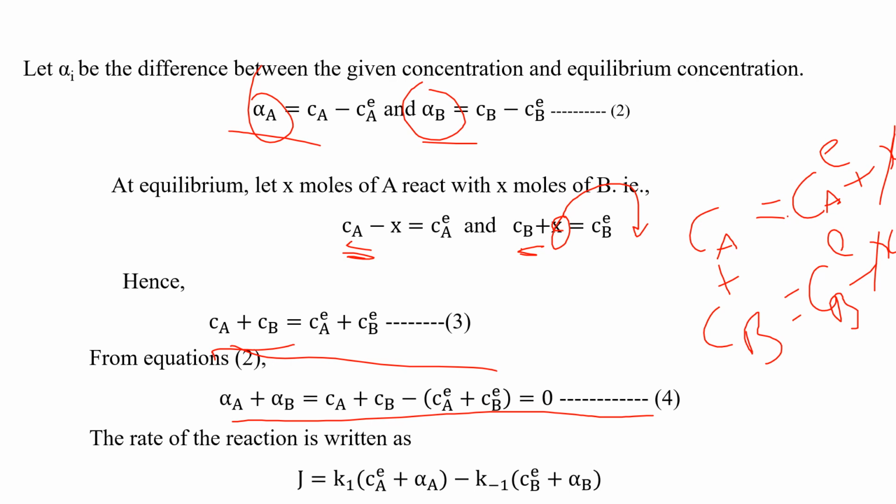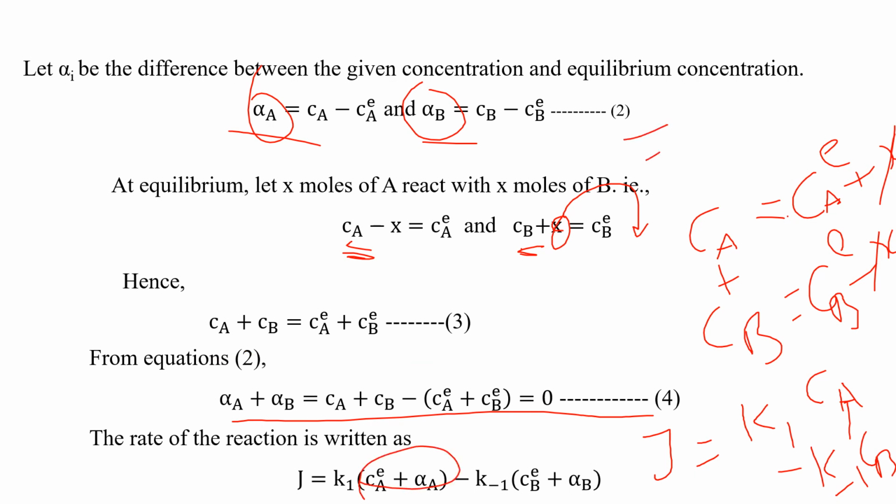And we also know that the rate of the reaction J is equal to K1 Ca, which we mentioned in the first equation, minus K minus 1 Cb. Since here, instead of Ca, we can use the term Cae plus alpha, we can derive this new term from equation 2. You can see I will rub all the other things.